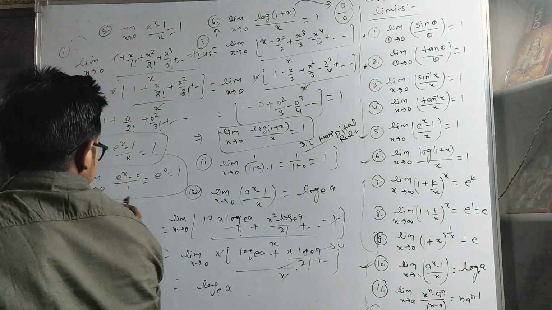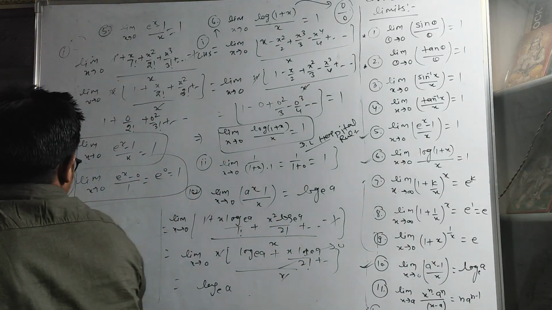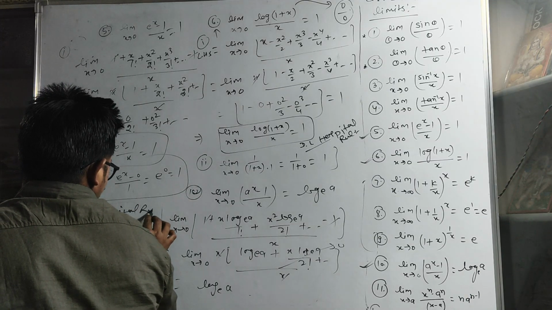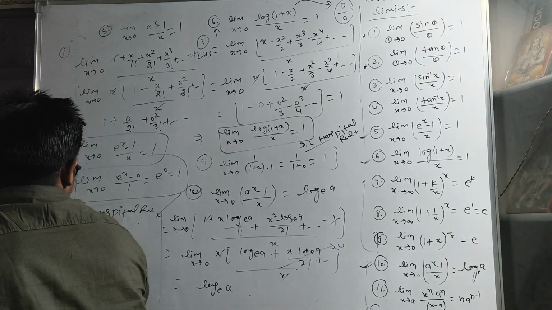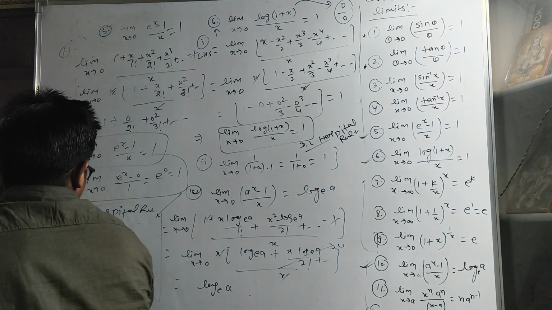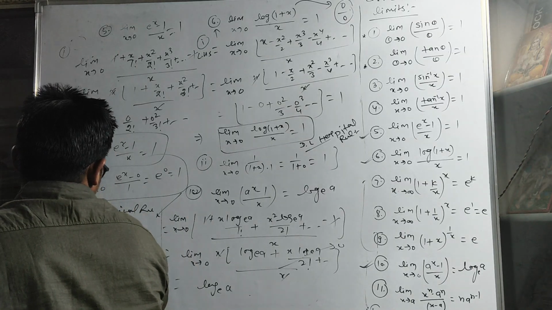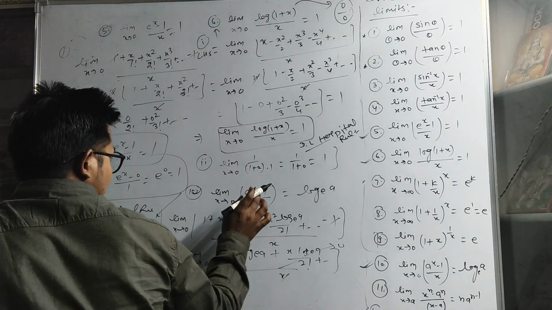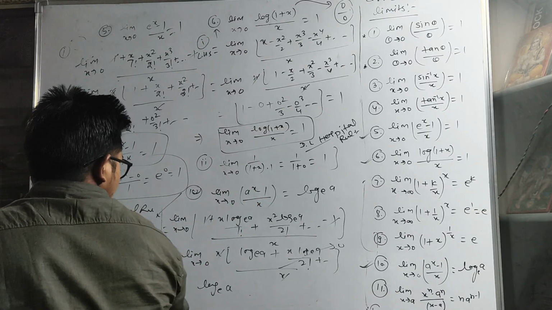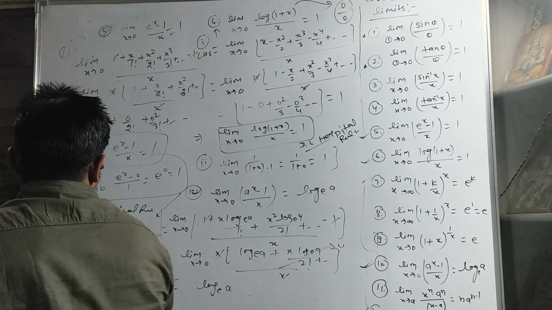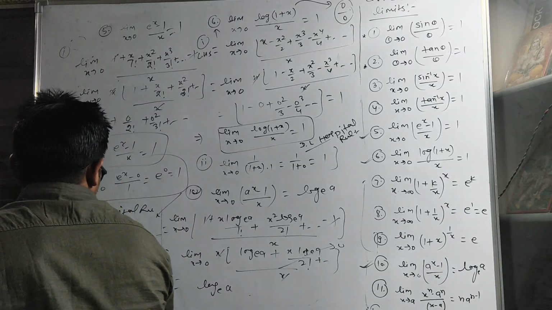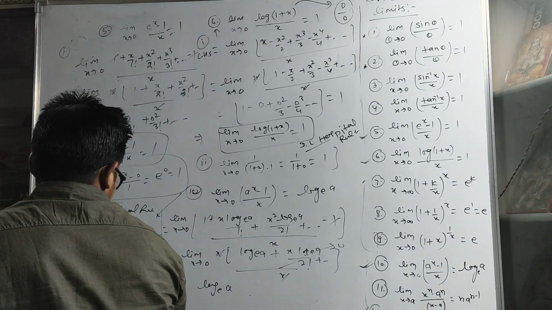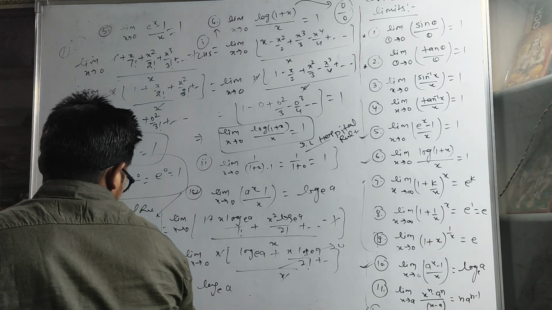And the second method is L'Hospital's rule. In this method we can simply differentiate the numerator and denominator. So the differentiation of a to the power x is a to the power x log a at base e, and the differentiation of minus 1 is 0, upon the differentiation of x, which is 1. So on taking the limit we will have a to the power 0 log a at base e. So the final result is log a at base e.